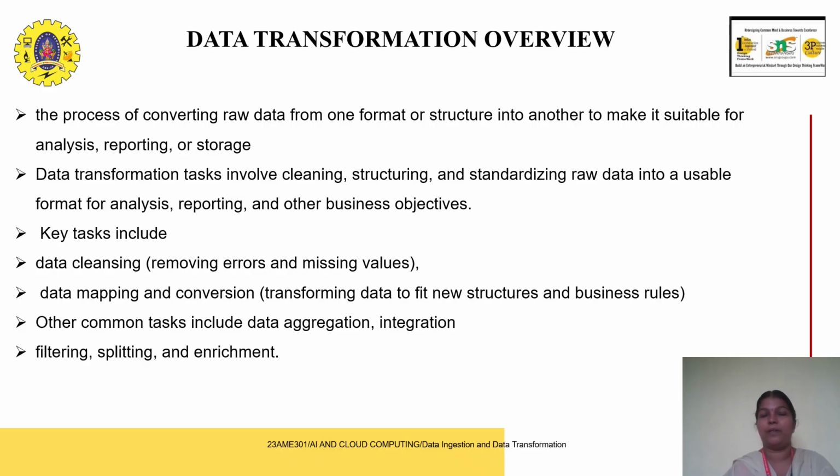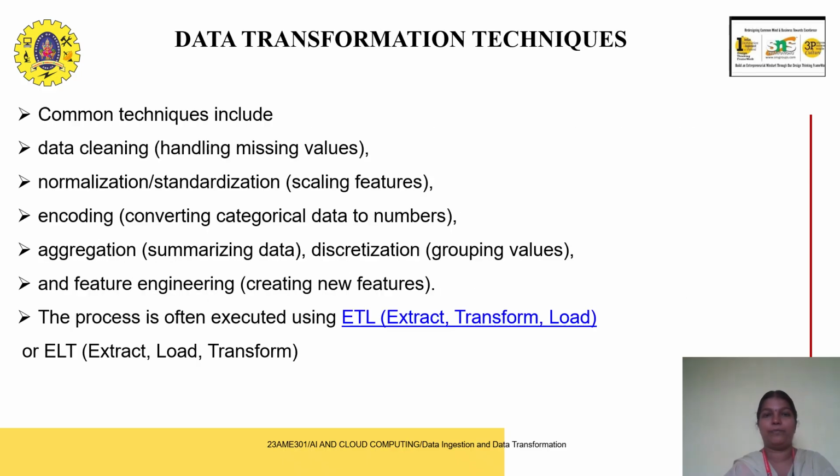Data transformation. It is a process of converting the raw data from one format into another so that it will be suitable for analysis, reporting, or storage. It includes tasks like cleaning, structuring, standardizing the raw data into the useful format. The key tasks include data cleansing. It removes errors and also the missing values. Data mapping and conversion. It transforms the data into the new structure and business rules. Other tasks include data aggregation, integration, filtering, splitting, and enrichment.